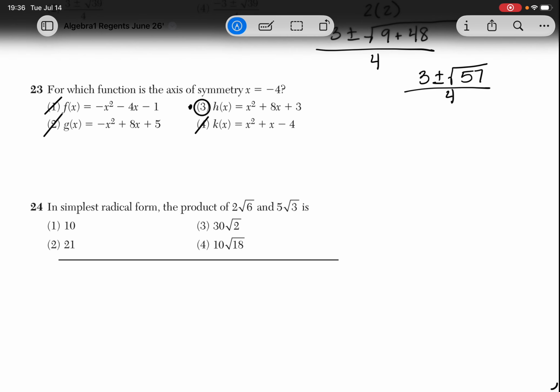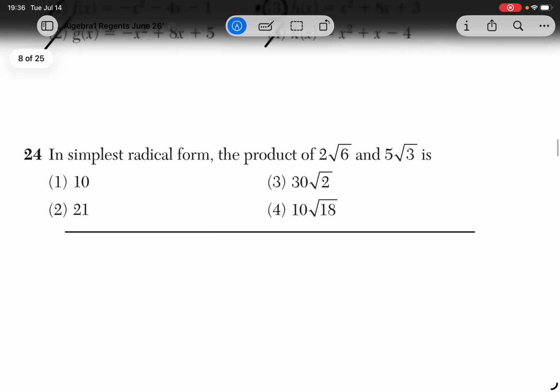And lastly, we have question 24. So we want to simplify the radical when we have the product of 2 square root of 6 and 5 square root of 3. So when we're talking about product, we're talking about multiplying. So we have 2 square root of 6 times 5 square root of 3.